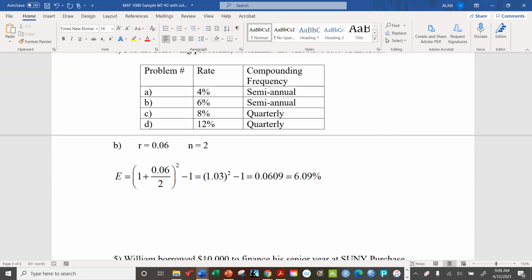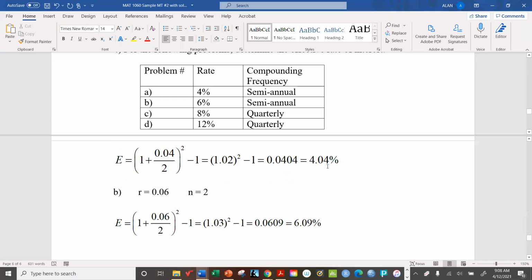Okay, so you can see here, the difference is 4.04%. These are both semi-annual cases. When APR was 4%, the EAR is only 0.04% higher, but you notice here it's not 0.09% higher. So in other words, the higher the APR is, the more the difference will be between APR and EAR.